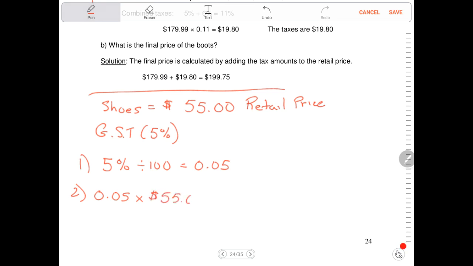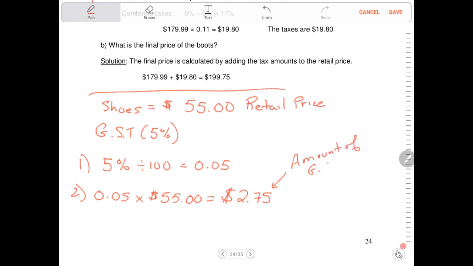So what did I just do? You see, the GST is a percentage. It's 5%. 5% of what? It's 5% of the retail price. So in other words, what we're doing right now is finding out what is 5% of $55. So you go 0.05 times 55, and you will get $2.75.